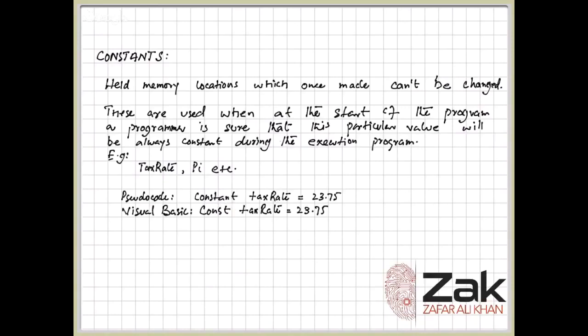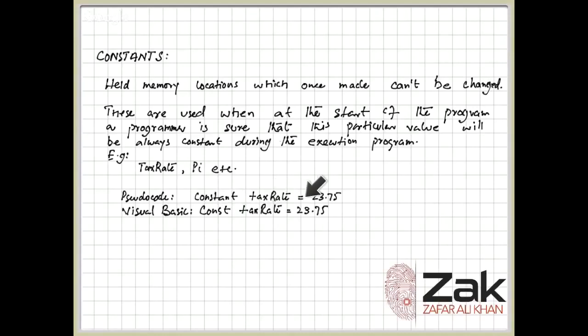So if you feel that there must be a memory reserved which has a value that does not need to be changed and should not be changed during the execution of the program, we should declare it as a constant. Held memory locations which once made do not get changed. These are used when, at the start of the program, a programmer is sure that this particular value will always be constant during execution, for example tax rate or pi. In pseudocode, we use the whole word constant for declaration, and in Visual Basic, we use the word const. They both mean the same.